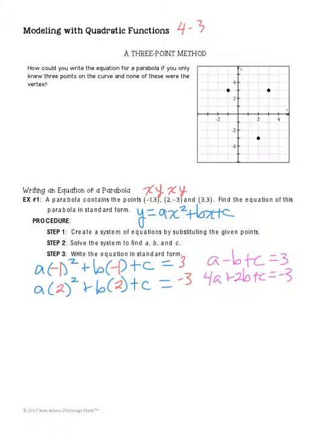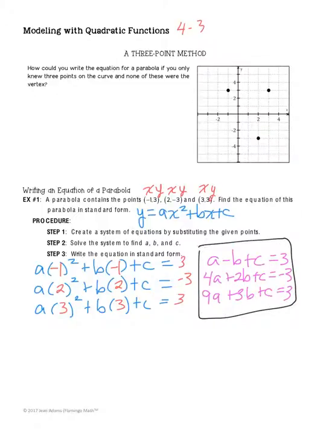Then my last ordered pair, I'm going to use this for my x and this for my y. So I'm going to put in 3 for x and 3 for y. So this time, 3 squared is 9 times a, b times 3 is 3b, and then plus c equals 3. So now we've got this wonderful system of equations here.